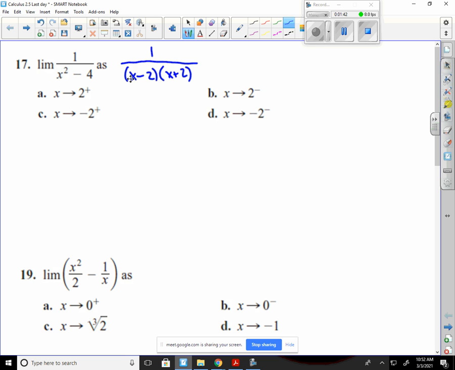Now the part that I was saying as far as telling whether it goes to infinity or negative infinity is to just think about this now. Once I have this factored out, if I look at my denominator here, my numerator stays a 1. It's not going to change at all. If I'm coming from the right-hand side, it's all the numbers that are bigger than 2. So if I subtract 2, that's going to be a positive number. So this is 1 over a positive. And then if I do any number that's bigger than 2 plus 2, that's also going to be positive. So I have 1 over a positive times a positive, which tells you this is going to go to positive infinity.